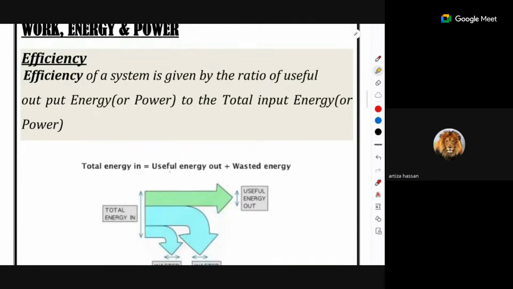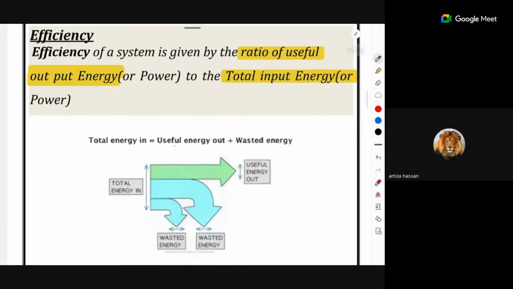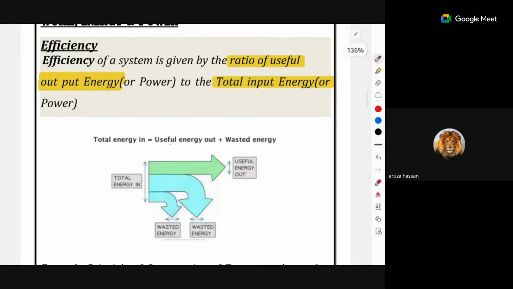Then I will be talking about efficiency. Efficiency of a system is the ratio of useful output energy to the total input energy. You have to recall this definition. For example, if I say I have a 660 cc car and that it is very efficient, why? Because it takes less fuel, and most of that is converted into useful output.